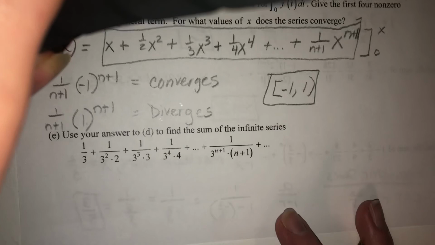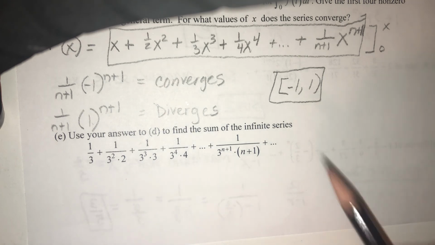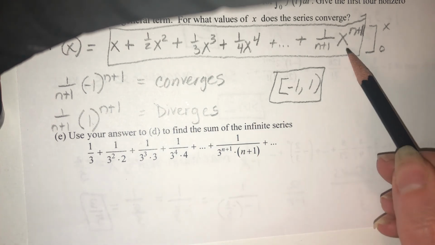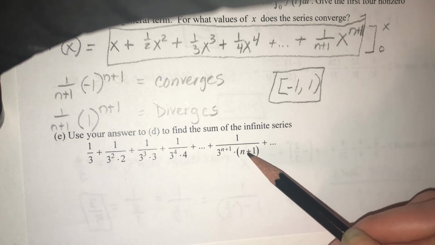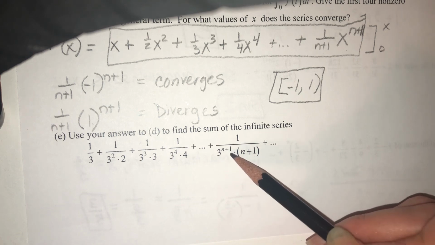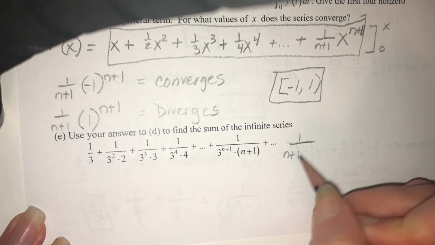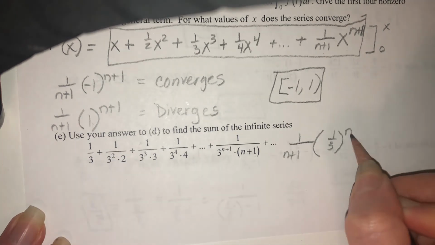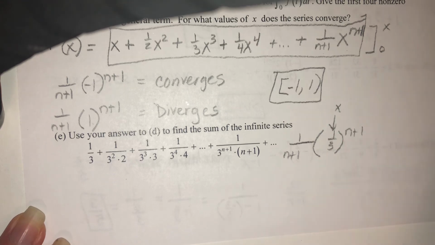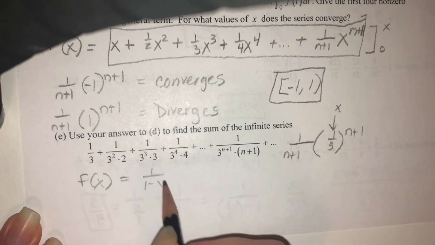All right, here it is, our last series notes problem. Use your answer to part D to find the sum of the infinite series. Okay, so this one looks a lot like this one. The n plus 1 is on the bottom. The x raised to the n plus 1 looks like it is 1/3. 1 over n plus 1 times 1/3 to the n plus 1. So this is my x. X is 1/3. So I want to think of f of x is 1 over 1 minus x.